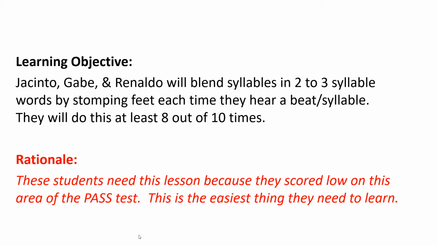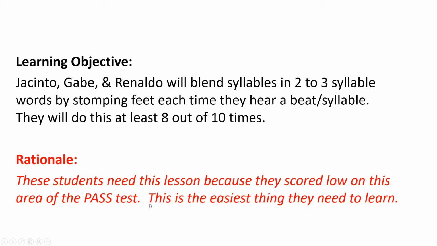And the reason it's a bad example is we don't have any actual data. These students need this lesson because they scored low. If that's actually true, you would want to actually show the scores for each student, Jacinto, Gabe, and Ronaldo, or show the range of scores. Jacinto, Gabe, and Ronaldo scored between 2 and 3 out of 9 on this section.